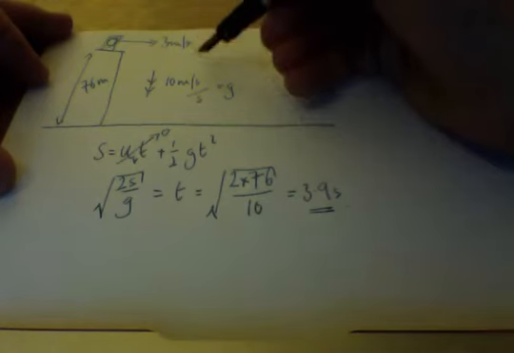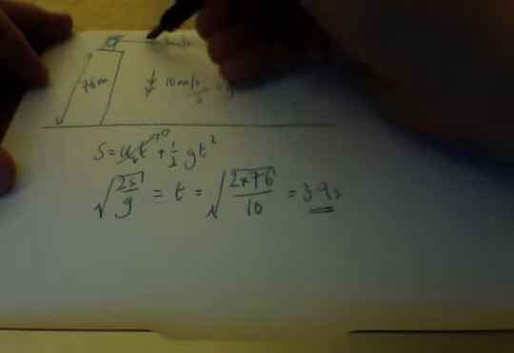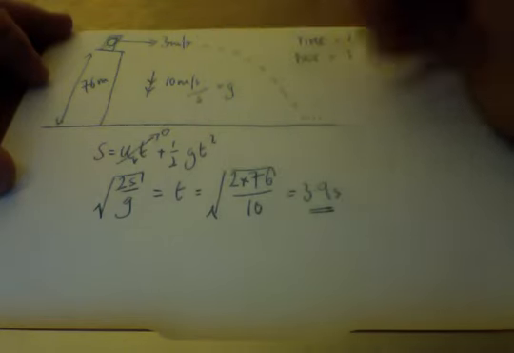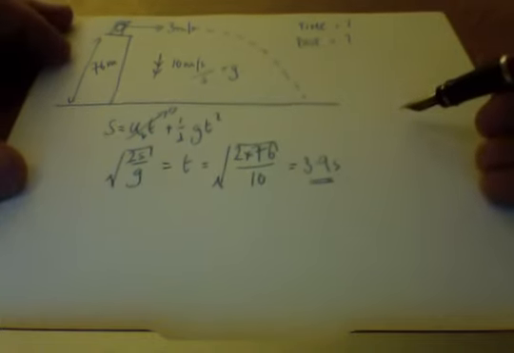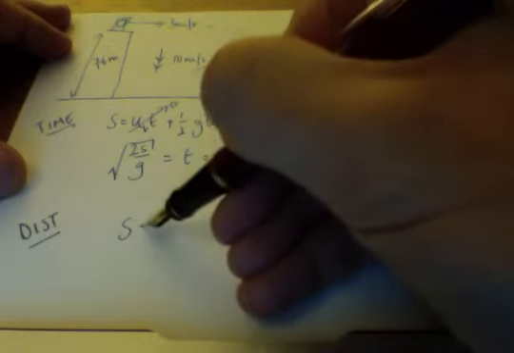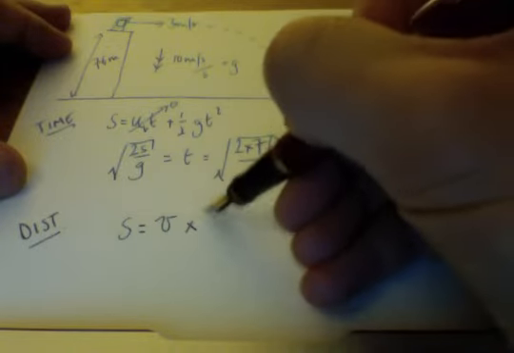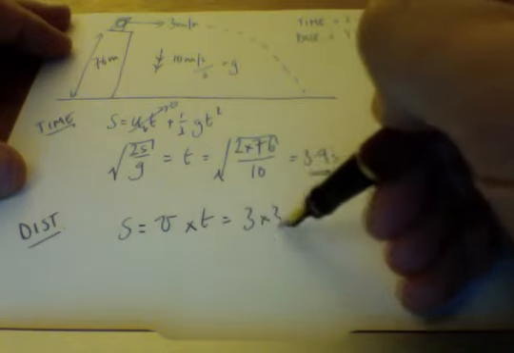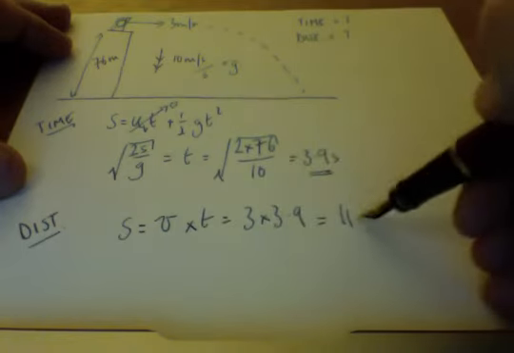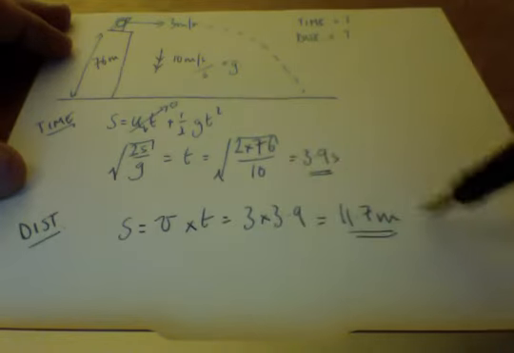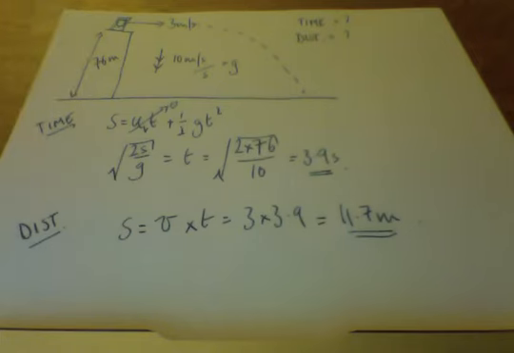Okay, that's how long it's taken to hit the ground, so therefore if it's continued to move at 3 meters per second horizontally, then the distance, let me just write time up there so we don't confuse, the distance is going to merely be the velocity multiplied by the time period. 3 by 3.9 gives us 11.7 meters. Okay, really straightforward.